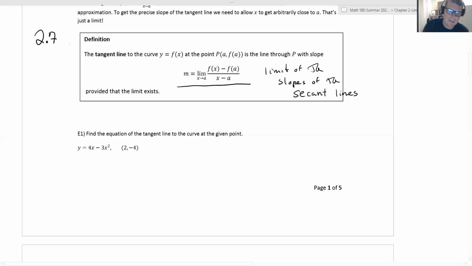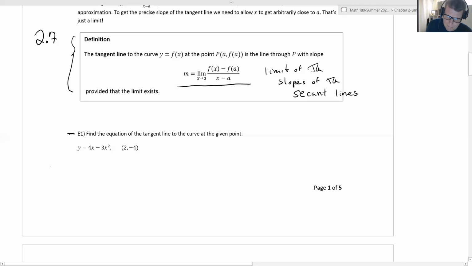And by the way, if you're furiously scribbling the definitions everywhere, it's in your book. It's in the videos, right? It's all over the place. And of course, inside of my notes. All right.